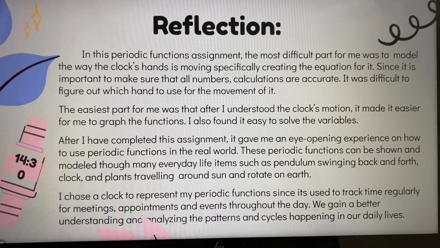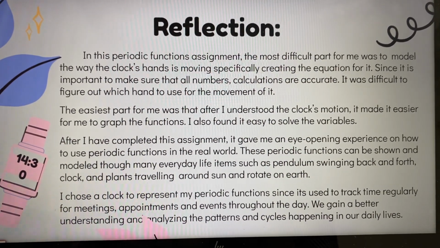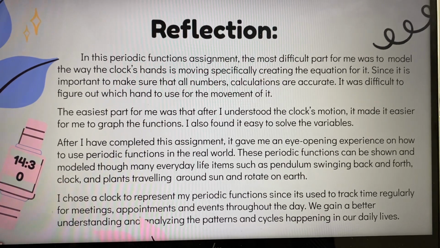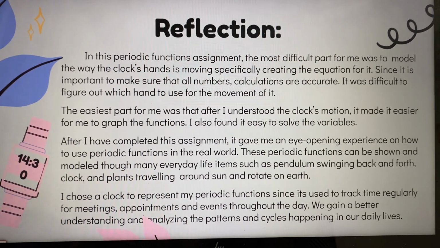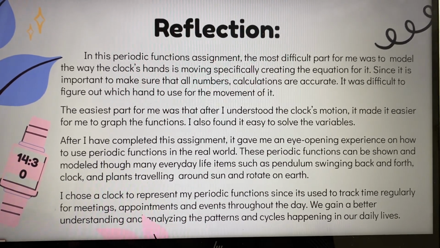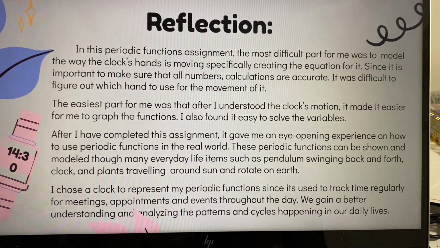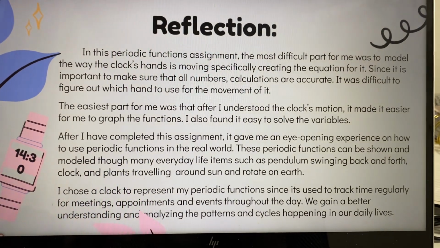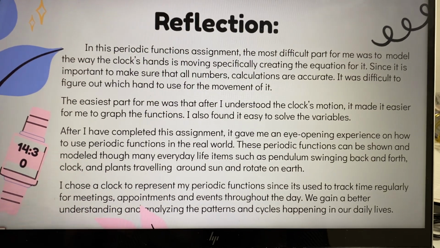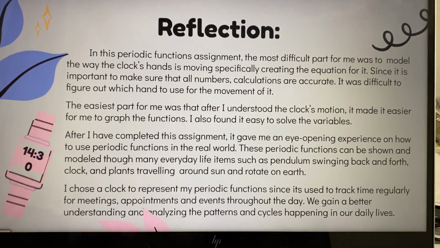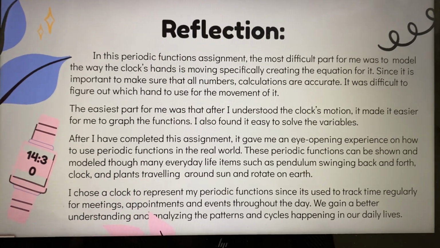After I've completed this assignment, it gave me an eye-opening experience on how to use periodic functions in the real world. These periodic functions can be shown and modeled through many everyday life items, such as the pendulum swinging back and forth, the clock, which we just used, and the planets traveling around the sun and rotating on the earth. This was also mentioned in the assignment. I chose a clock to represent my periodic function since it's used to track time regularly for things like meetings, appointments, and events throughout the day. We gain a better understanding in analyzing the patterns and cycles happening in our daily lives.